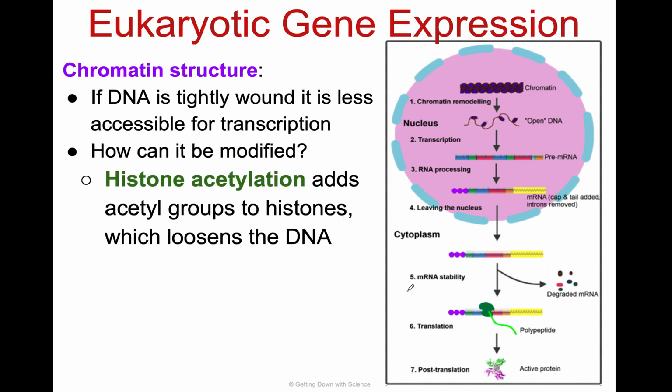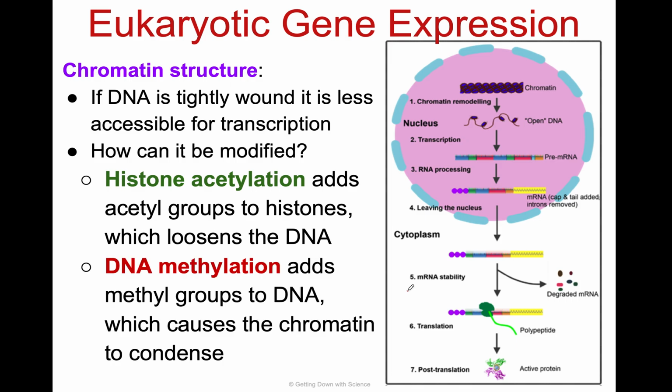How can it be modified? Well, we have histone acetylation, right? It adds acetyl groups to histones, essentially loosening the histones. Remember, the DNA is wound around these proteins called histones to have that more compact structure. It could also add methylation, right? So it adds a methyl group to DNA and causes it to condense again. So acetylation loosens it, methylation tightens it up. Pause here, take notes.